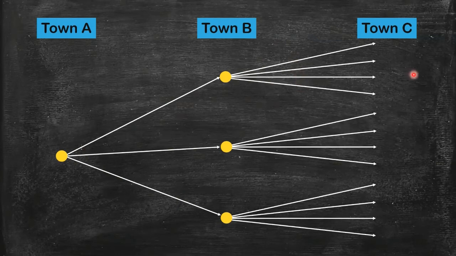So if you count, 4 dito, 4 din dito, and then another 4. So you have a total of 12 possible ways para makapunta dito kay town C from town A, passing through town B. Right? Ngayon, paano yung pabalik? So, pabalik naman ang titingnan natin.